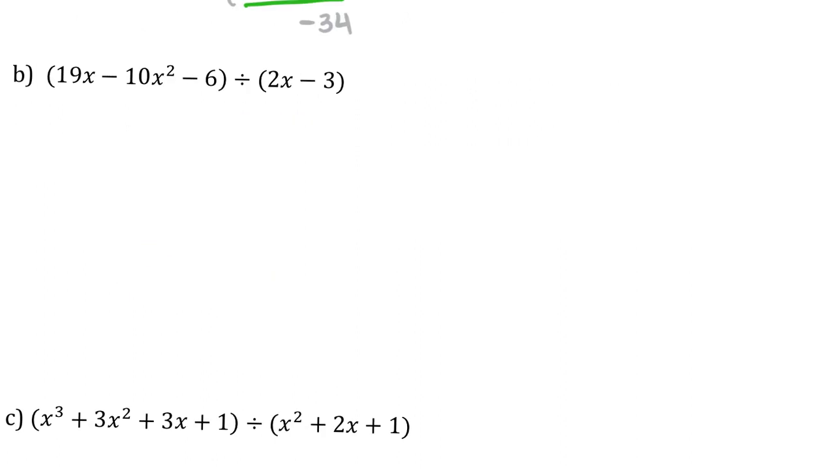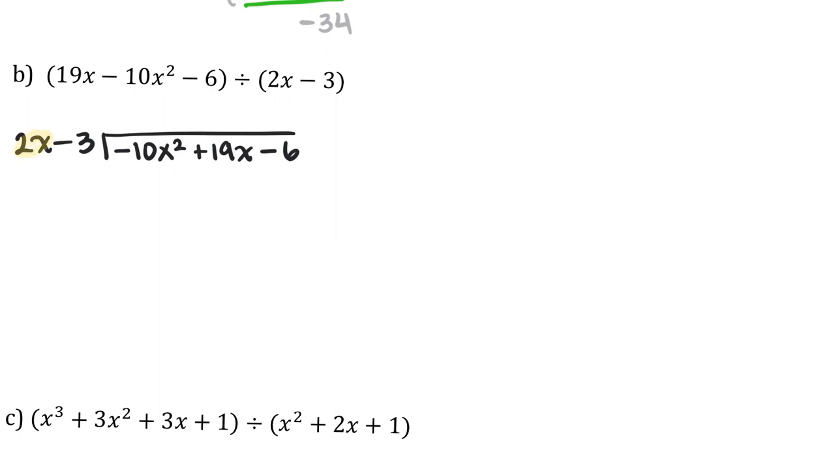Now let's look at B. It says 19x minus 10x squared minus 6 divided by 2x minus 3. The little trick to this one is that this is not in standard form. So when you set it up, do rewrite it in standard form. So when I put it in the box, I'm going to put negative 10x squared first, positive 19x, and then the minus 6. And then I can proceed like normal.